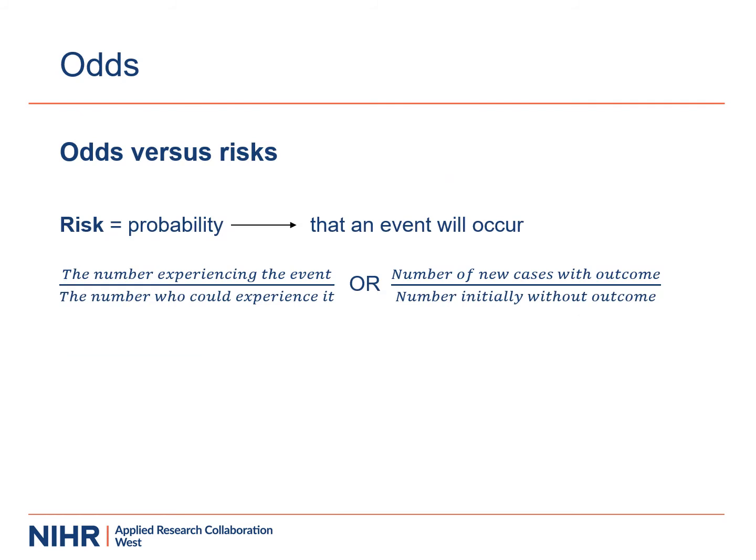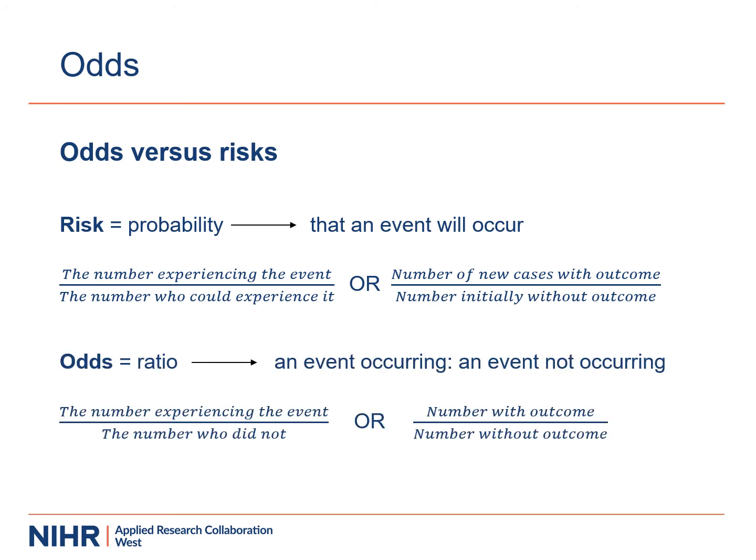Okay, so now we come on to odds. And odds is a similar concept to risk, but it is subtly different. So a quick reminder about risk. This is essentially the probability that an event will occur, or technically, the number of new cases with an outcome divided by the number who initially did not have that outcome. And odds are similar, but note the difference in the denominator. So here we have the number who had the outcome divided by the number who did not have that outcome.